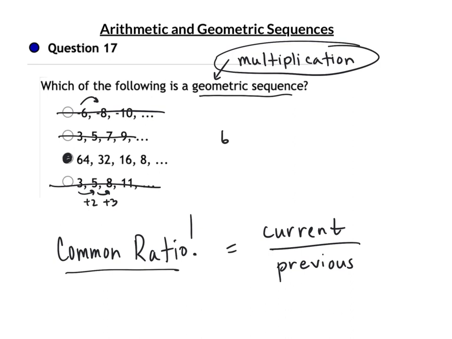If I take 64 times a half, I get 32. If I take 32 times a half, I get 16. If I take 16 times a half, I get 8. I'm multiplying by a half. The common ratio, current divided by previous, like 8 divided by 16, is a half. A half is what I multiply by. That's a geometric sequence.